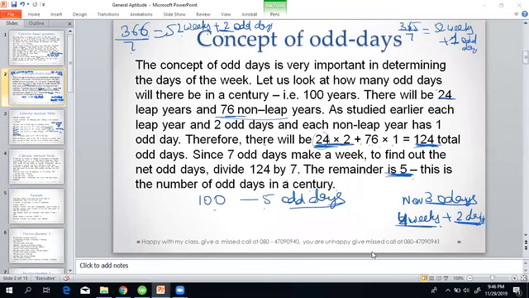That's why we calculated 124 divided by 7 here. If we divide 124 by 7, it gives a remainder of 5. It means in 124 days there are 17 weeks and 5 days. So those 5 days are known as the 5 odd days.